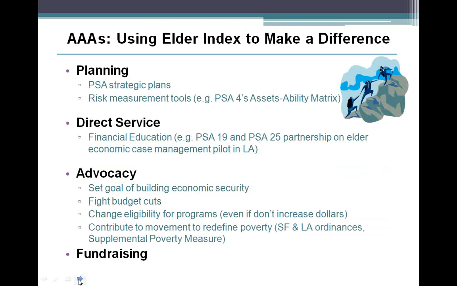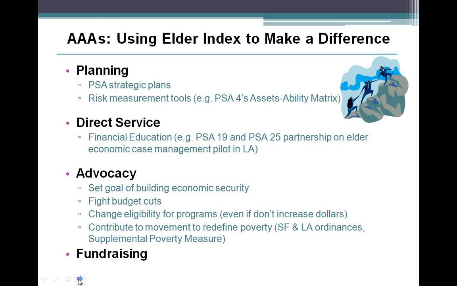And so just to follow up on that example and to provide a few more general examples of how AAAs are using the Elder Index to make a difference. So planning, and that's the whole reason why we're having the webinar today, the Elder Index can be used in, and now is required to be used in the Planning Service Area Strategic Plans that all of you develop. And it's also been used as a risk measurement tool.